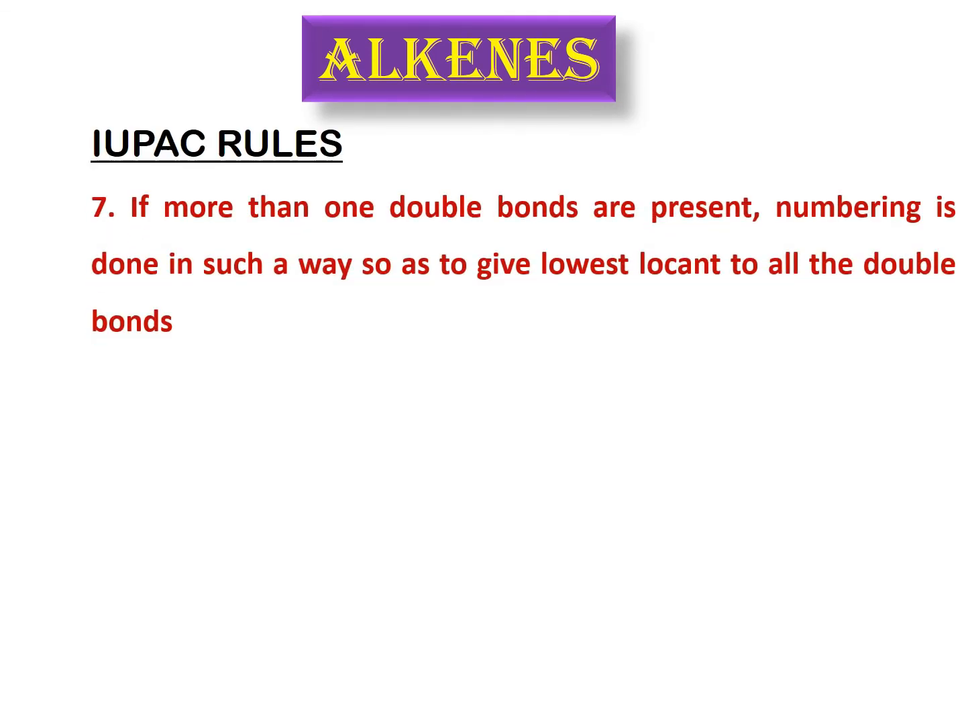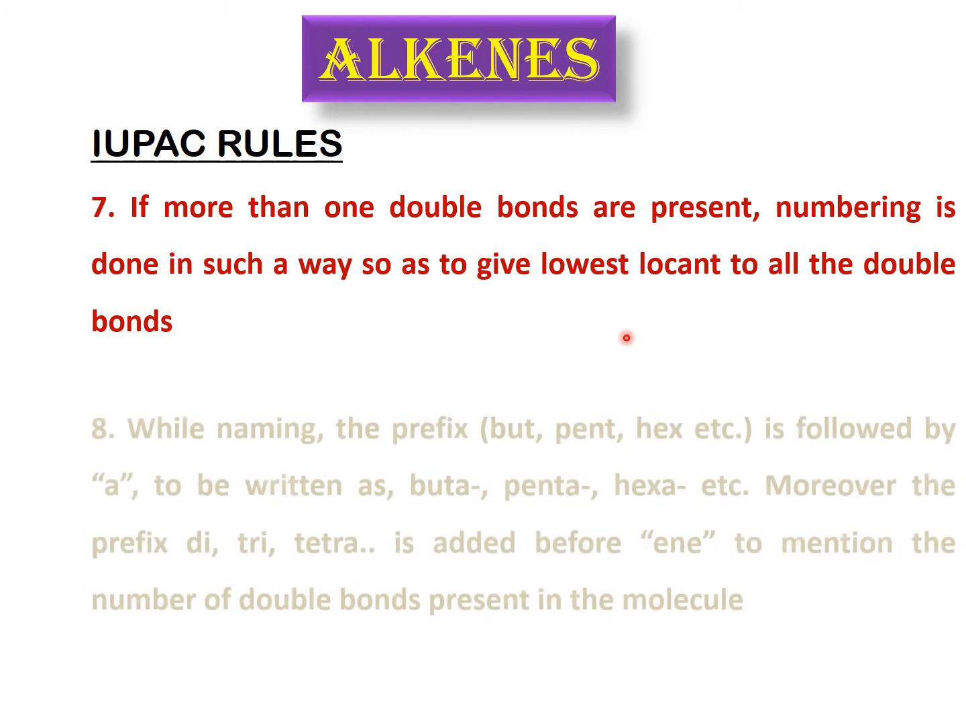But you can have molecules in which there is more than one double bond, and for that you have to take into account certain other rules which we will discuss now in a couple of minutes' time. The first rule is that you have to number the carbon atoms in the chain so as to give all the double bonds the lowest possible positions.